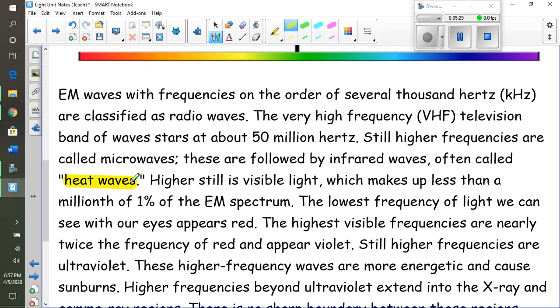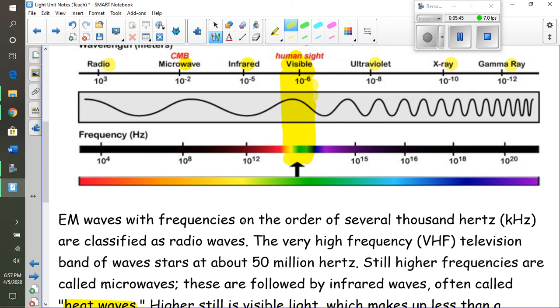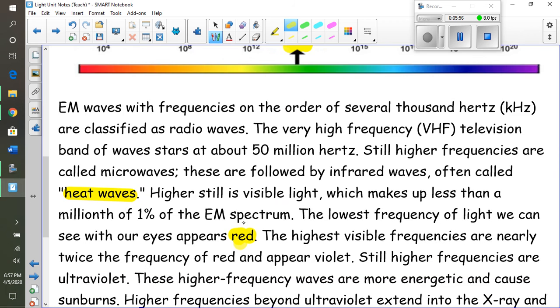We can feel those. Then we get visible light. It makes up less than 1/millionth of 1% of the EM spectrum. The lowest frequency of light we can see appears red. So that's why infrared, infra meaning below, is the waves that are below red. Violet is the highest. Ultraviolet will be above violet.